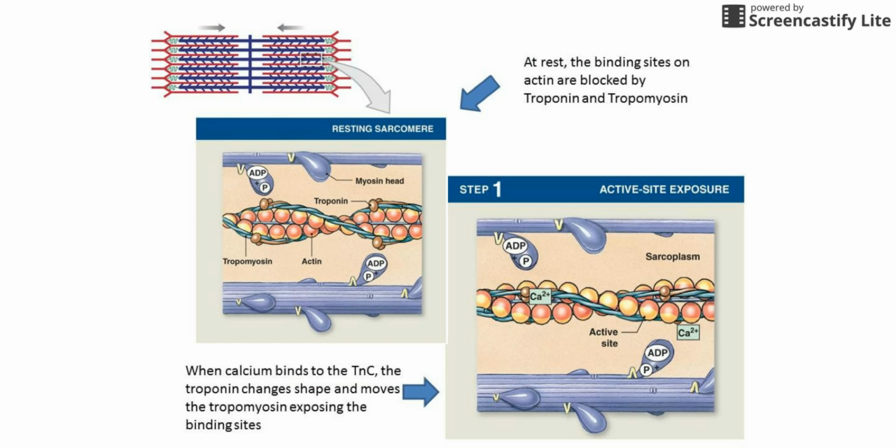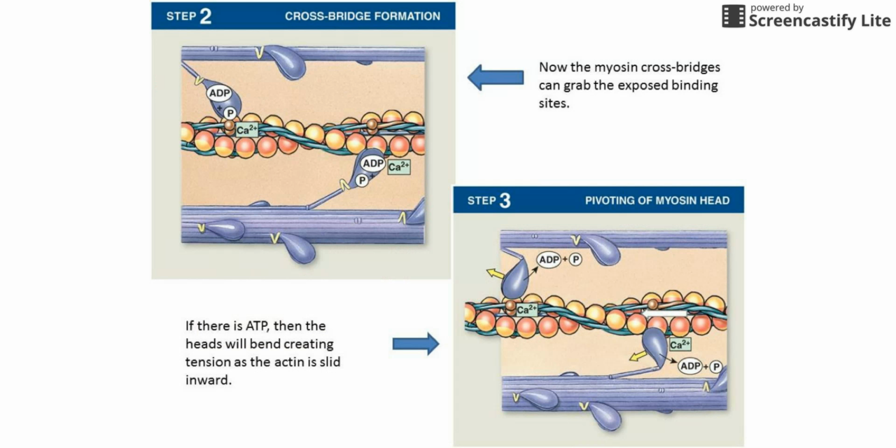Then from the side, looking at the exact same thing from the side. Covered up because we're at rest. It's covered up, so there's no room for binding, but here comes some calcium. They change shape, and look, they move. So now the binding sites are open, and here come the cross bridges. They can now grab hold, and that's what we see in this picture. Binding. The sites are exposed, so they grabbed hold. Those two spots have grabbed hold.